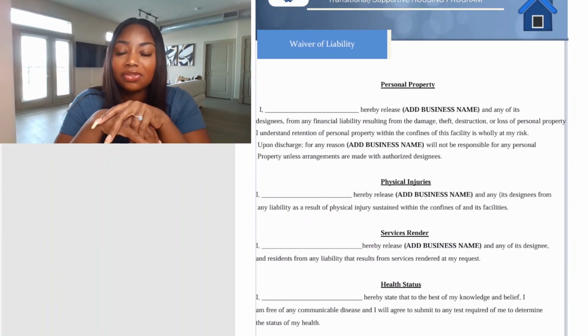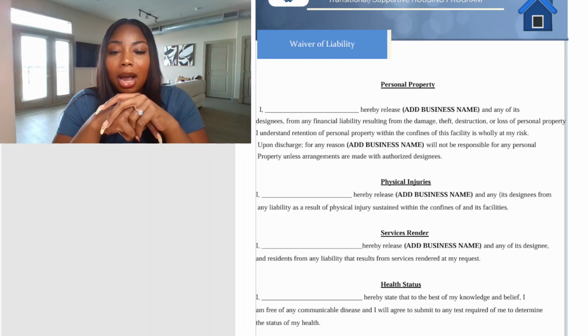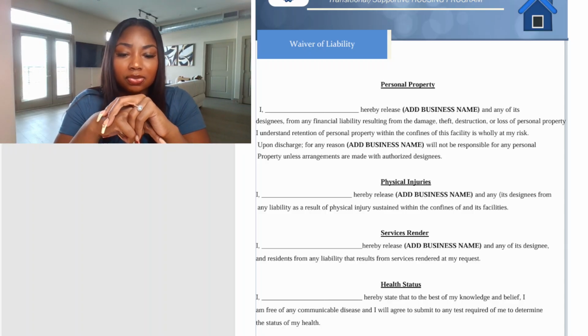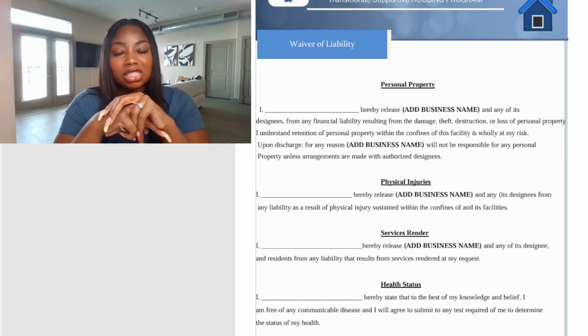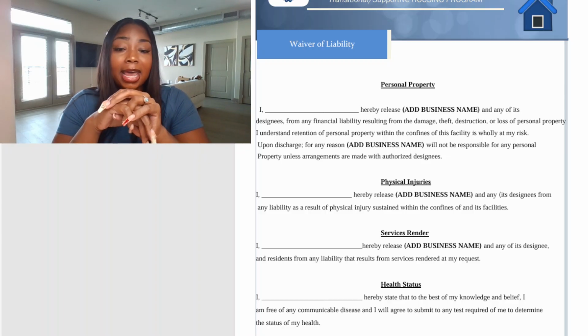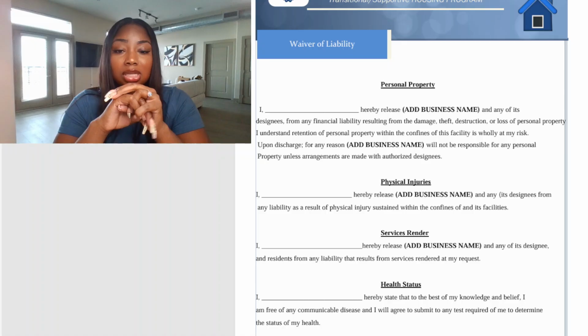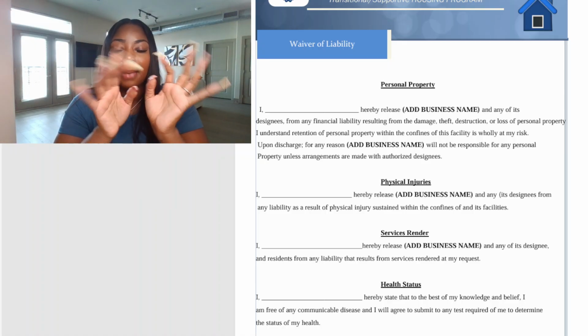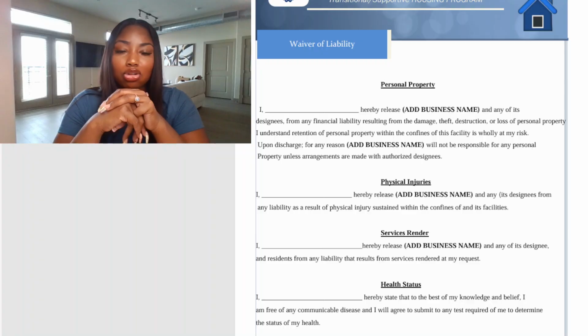Next page, you have your waiver of liability, personal property, physical injuries, services rendered, health status. You are not responsible for anything that happens in the house to the individual, falls, or any personal property that has been taken or been at risk.